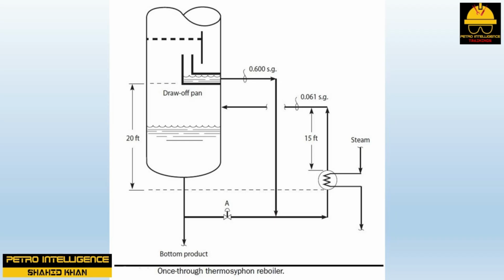The once-through thermosiphon reboiler, shown in the picture, operates as follows. All the liquid from the bottom tray flows to the reboiler. None of the liquid from the bottom of the tower flows to the reboiler. All the bottom's product comes from the liquid portion of the reboiler effluent. None of the liquid from the bottom tray flows to the bottom of the tower.